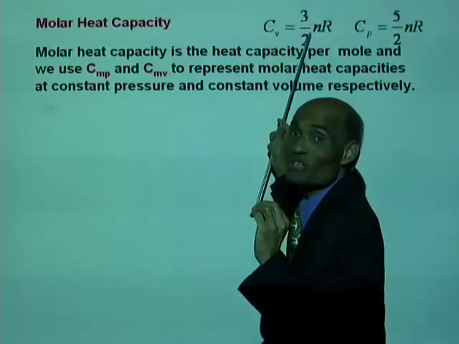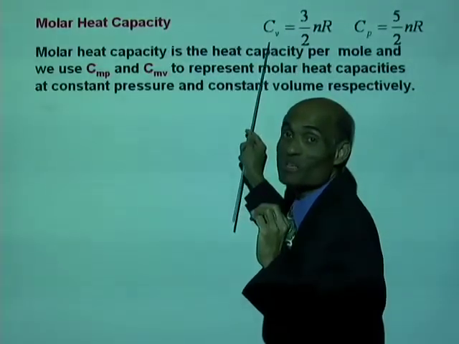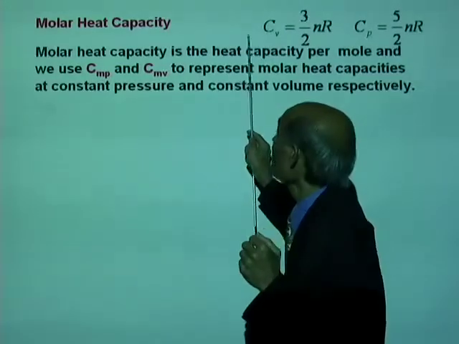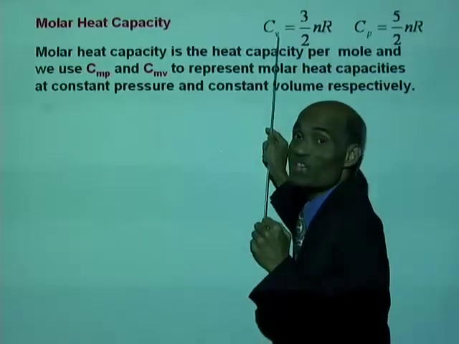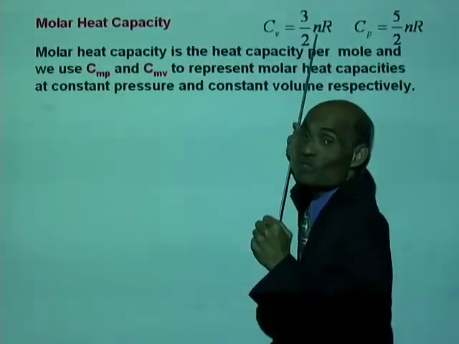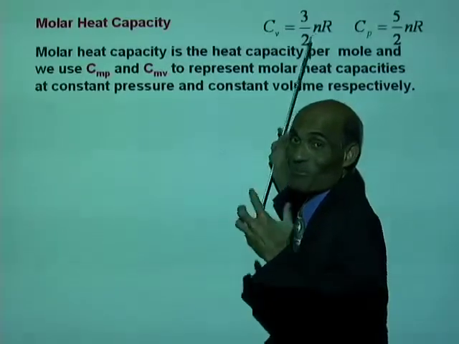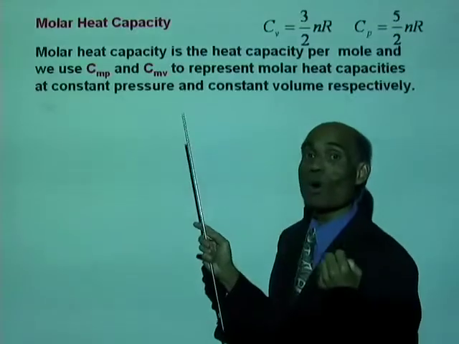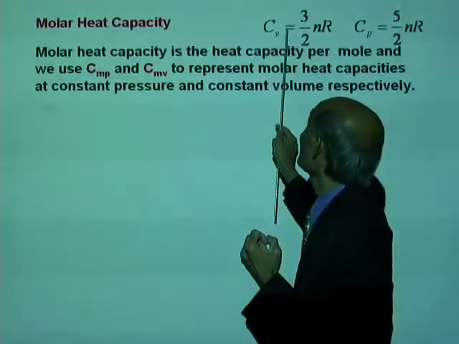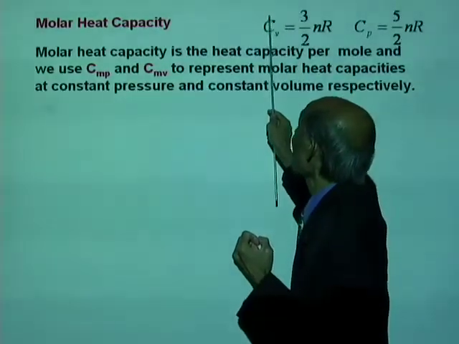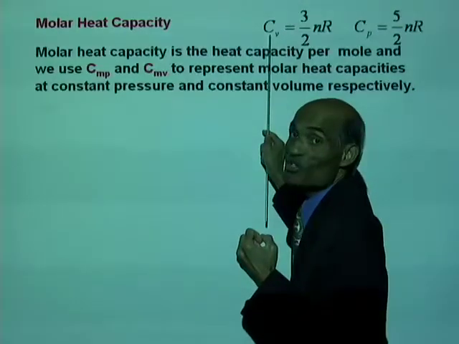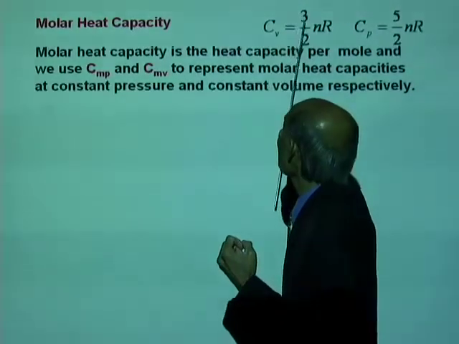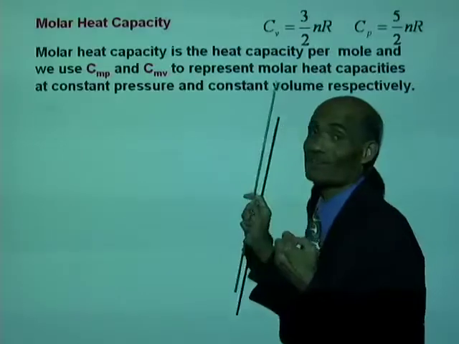All we need to do is divide that quantity by n. Is that right? Because this is the amount of heat needed for n moles of a gas. Molar heat capacity is the amount of heat per mole. So divide by n, and you will get the molar heat capacity at constant volume is 3/2 R.